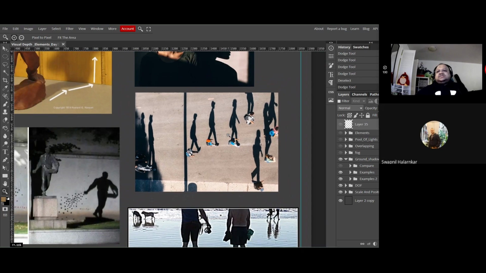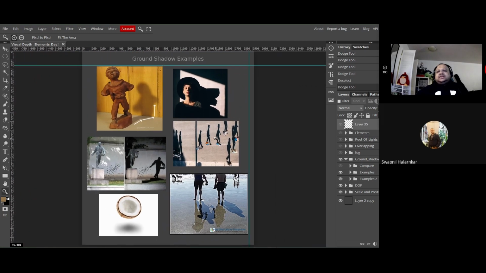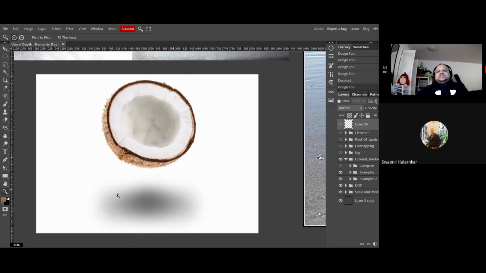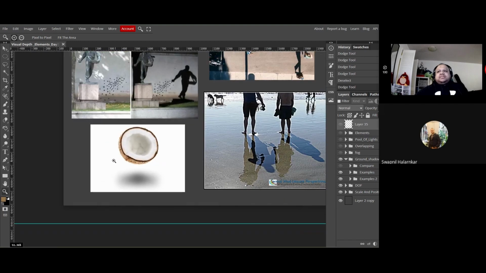I think it's not very difficult to understand why shadows are important. If this soft shadow was near him, you would have felt that he's not flying. Now the coconut is flying because the shadow is here. So shadows help us to understand the distance from the ground plane. That's how that depth happens.